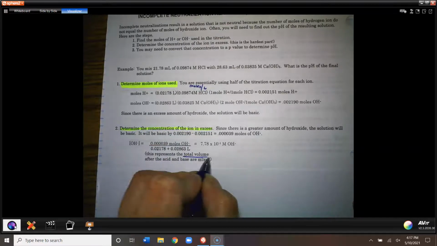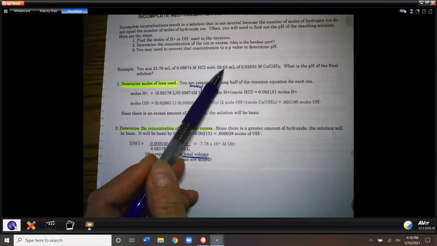And here you've got to be careful. It's the total volume that you have to use because you've poured these two solutions together. Yes, you started out with 28.63 milliliters of calcium hydroxide, but you mix the two together. So in the end, you have a total volume of those two added together. So if you do this math, you wind up with a molarity of 7.78 times 10 to the negative fourth OH minus.